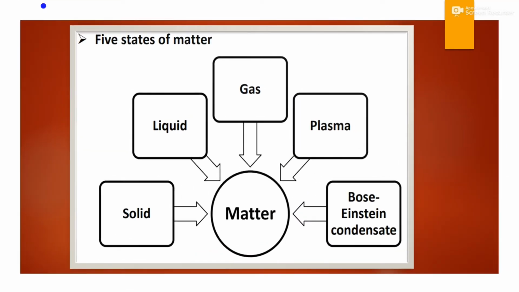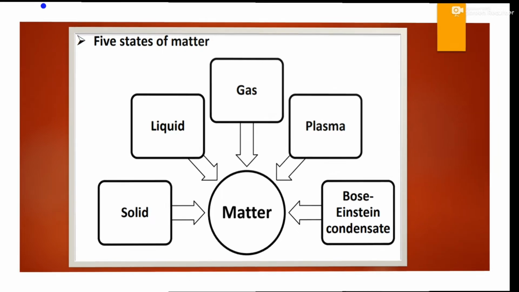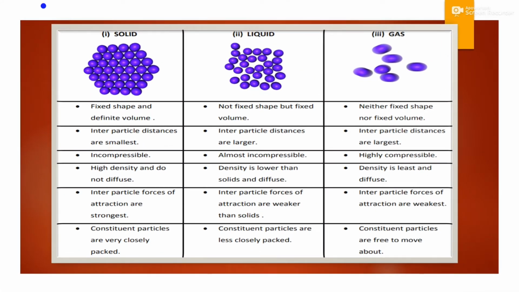Five states of matter. There are five states of matter: solid, liquid, gas, plasma, and Bose-Einstein condensation. Solids have fixed shape and definite volume, but liquids do not have a fixed shape, though they have a fixed volume. Gases have neither fixed shape nor fixed volume. Solid interparticle distances are smallest. In liquids, interparticle distances are larger. In gases, interparticle distances are largest. Interparticle distance means the distance between the particles that the matter is made up of.